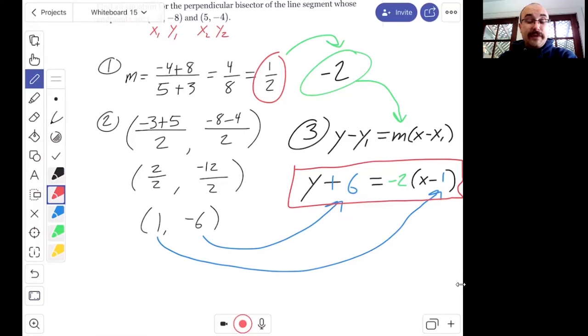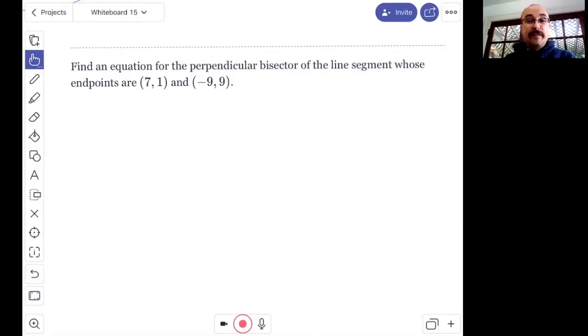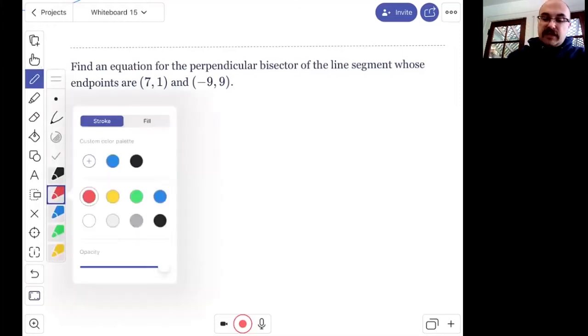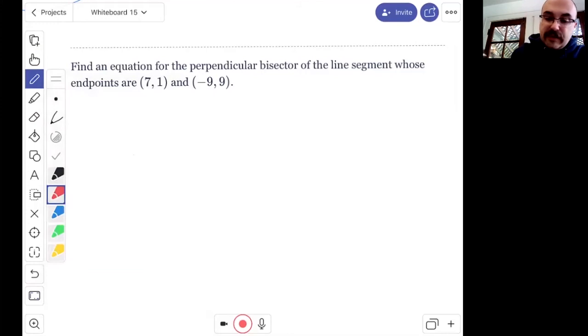Okay, 2 examples. I'm going to do one more for you in this video. Let's go ahead and check out example number 3. Okay, example number 3, the final example for this video. Same setup, same type of question, same steps. Let's dive in. Find an equation for the perpendicular bisector of the line segment whose endpoints are 7, 1 and -9, 9. Well, hopefully you're catching on how I'm going to start this out. First thing I'm going to do is label these. So it looks like I've got x1, y1, then x2, y2.